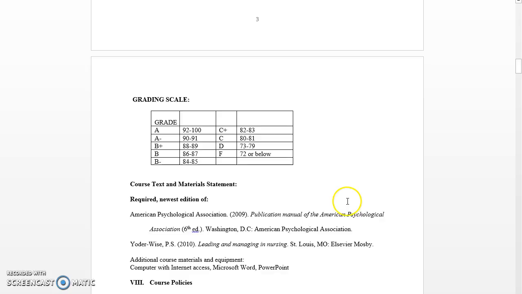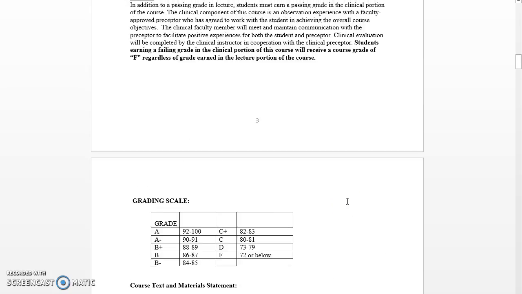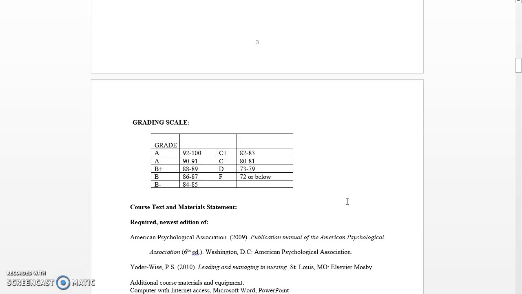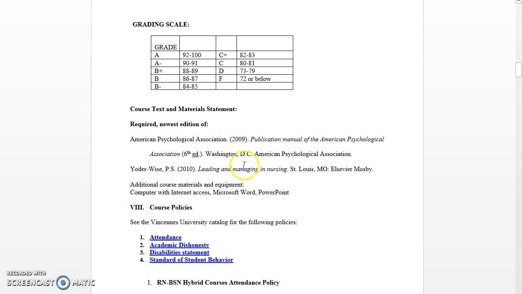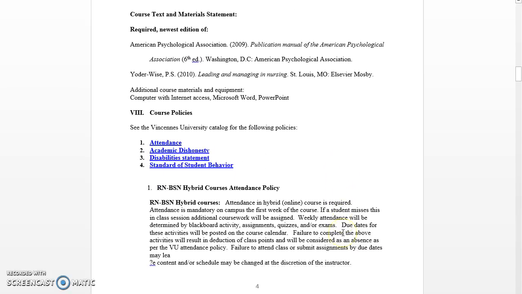Here is our grading scale, and also remember that we do not round. So if you get a 91.8, that's an A- in the course. Our edition of the book, Yoder and Wise, we're on the 6th edition. If you do have older editions, the page numbers and the chapters may be a little different, but I'm okay with you using a used book. That's fine. You still have to adapt to the syllabus.